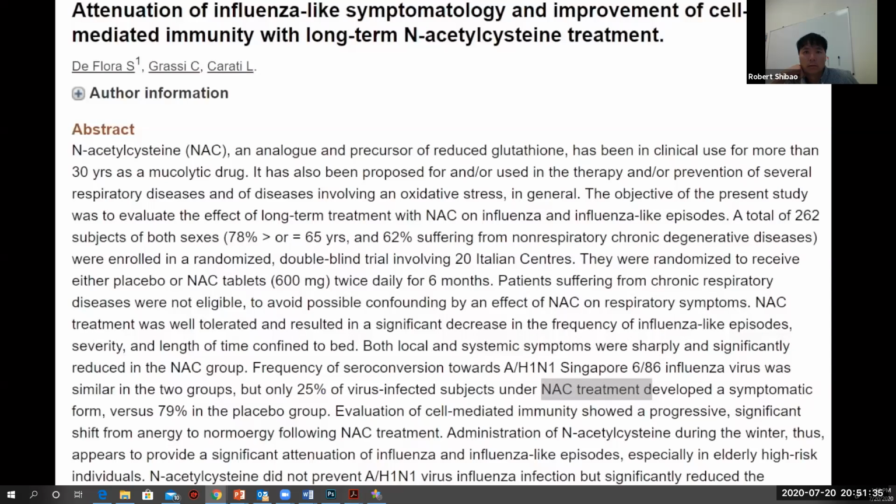So they concluded that administration of N-acetylcysteine during the winter appeared to provide a significant attenuation of influenza and influenza-like episodes, especially in elderly high-risk individuals. Now, it didn't prevent the influenza infection, but it significantly reduced the incidence of clinically apparent disease.